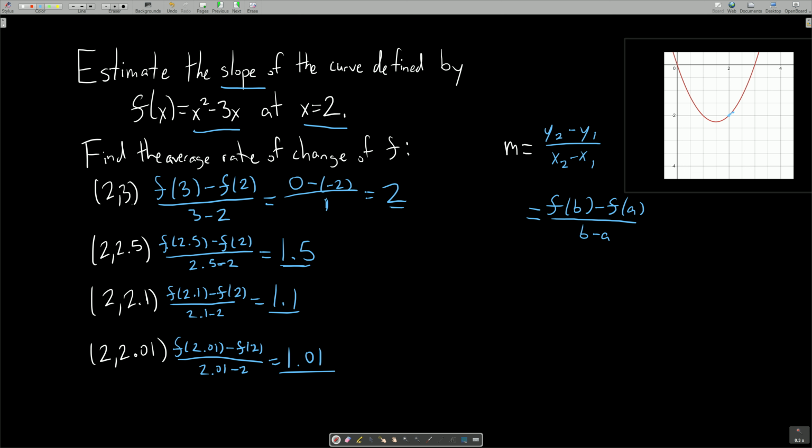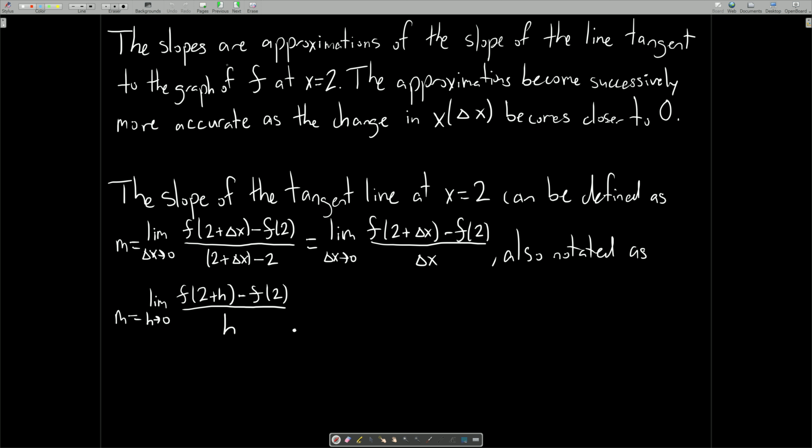And notice with these b values, with these second values, we're getting closer and closer to 2. So you find your actual slope at x equals 2. So these slopes are approximations of the slope of the line tangent to the graph of f at x equals 2. So the slope at x equals 2. The approximations become successively more accurate as the change in x becomes closer to 0.